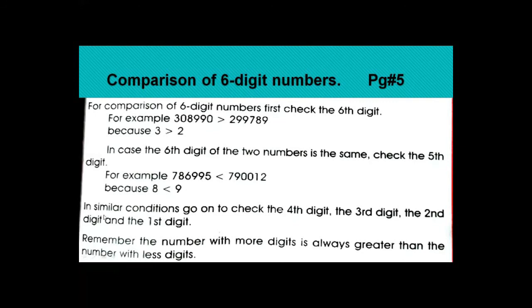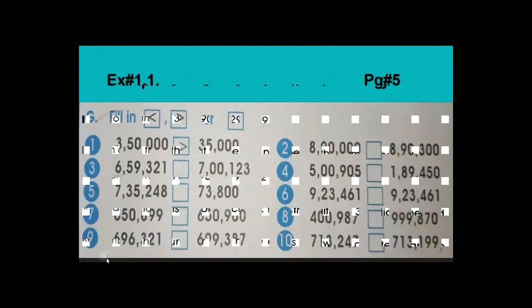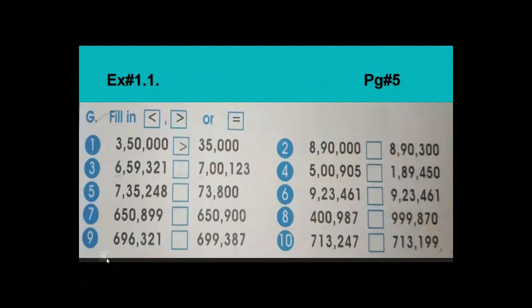In similar conditions, go on to check: if the fifth digit is the same in both numbers, then you will see the fourth digit. If the fourth digit is the same, then you will see the third digit. If the third digit is also the same, then you will see the second digit. And if the second is the same, then you will see the first digit. In this way, you will do comparison of 6-digit numbers. Hope you all understand.